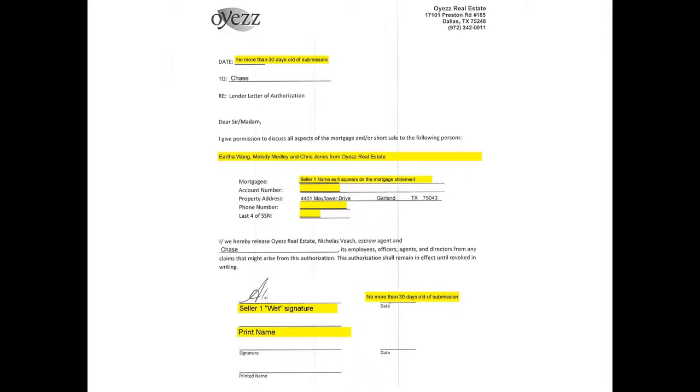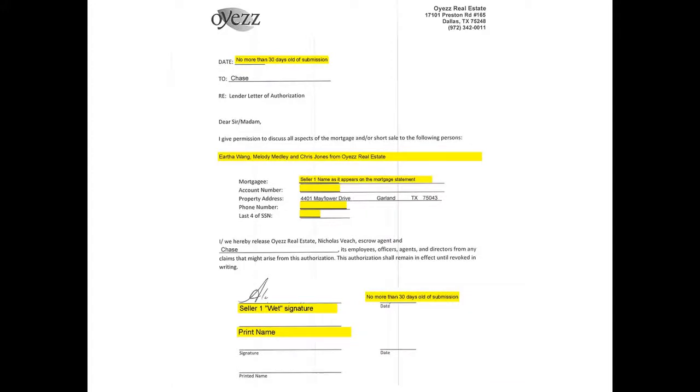And then you want to give the authorized party. So here in the middle it says that Eartha Wang, Melody Medley, and Chris Jones from Oyez Real Estate are allowed to speak to Chase on the seller's behalf. So any one of these three people can call and talk to Chase about the mortgage. In the middle, that's where you're going to put the seller's name. Remember, it has to match the name on the mortgage statement. It has to be identical. If there's a middle initial with a period at the end, make sure you put it. If there's a middle initial with no period, don't put it. It has to match verbatim.